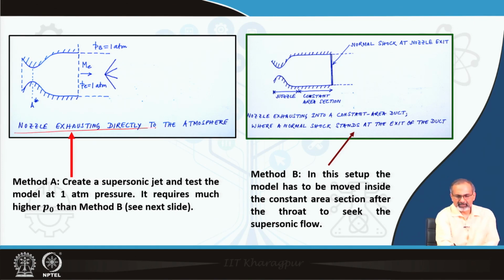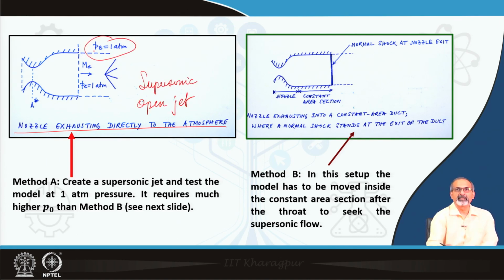You have a case where the nozzle is exhausting directly into the atmosphere without slowing it down to subsonic conditions. That means you are essentially creating a supersonic open jet at atmospheric conditions, and you are placing a small model to be tested in that open jet. It forms an attached bow shock on the wedge model.